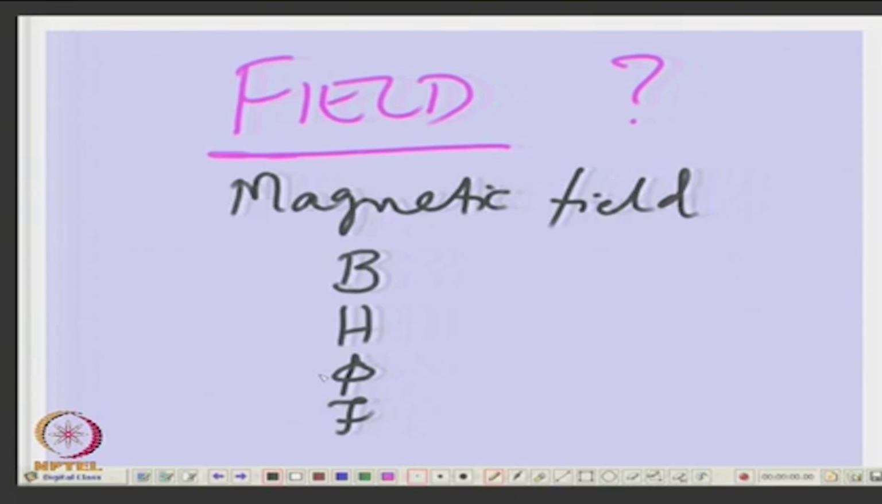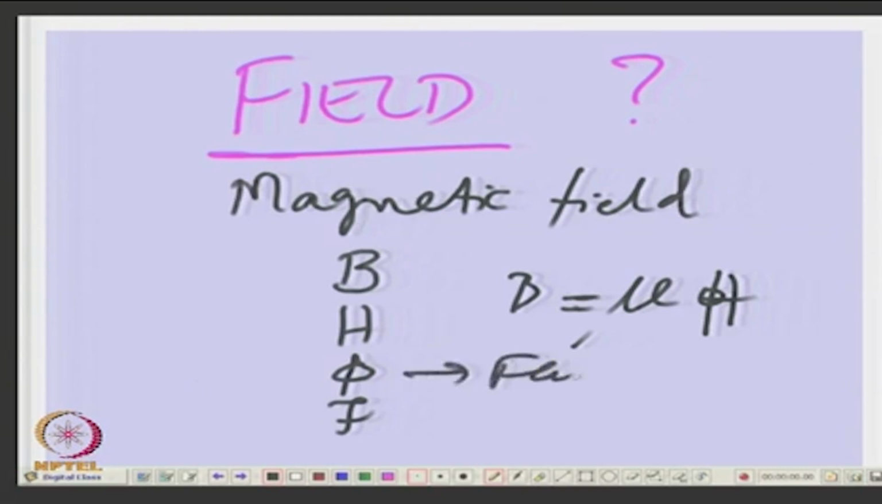What is B? Magnetic flux density, and H is magnetic field intensity. B and H are point functions. At every point in space there is a B, at every point there is an H, and B and H are related, that depends upon the material properties, the mu. Okay. So, you have got B and now similarly you have a phi. What is phi? It is the flux, and this you call MMF.